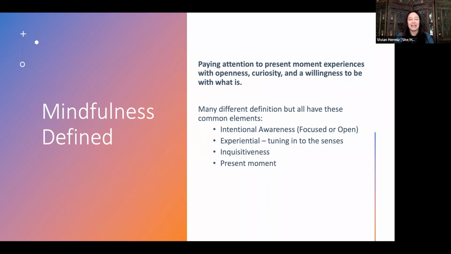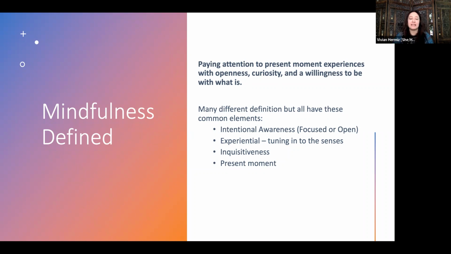We define it at UCLA as paying attention to the present moment experience with openness, curiosity, and a willingness to be with what is. And I really like this definition because it captures very clearly the different elements that you'll find in any definition of mindfulness. I present them in those bullet points in this presentation. So you're going to hear different ways of expressing what mindfulness is, but they're always going to refer to some aspect of these 4 elements.